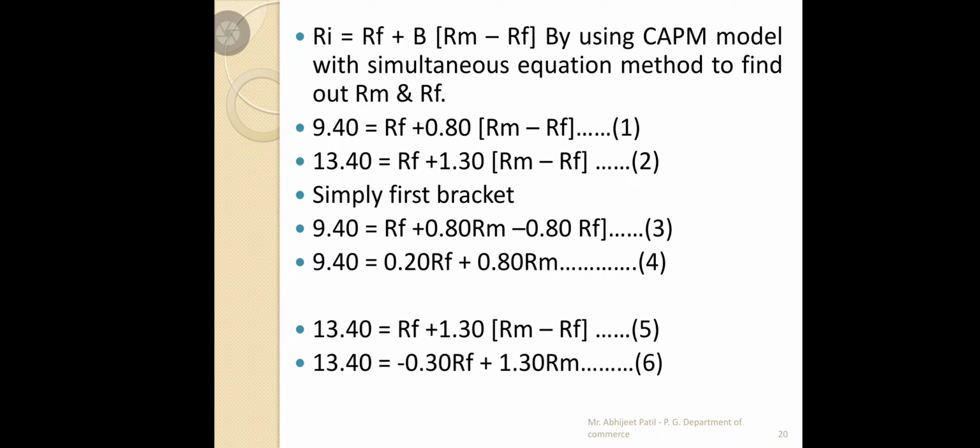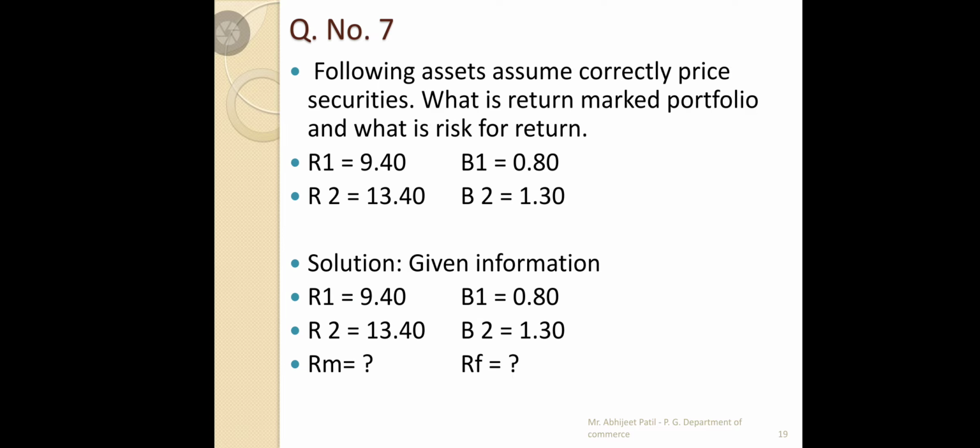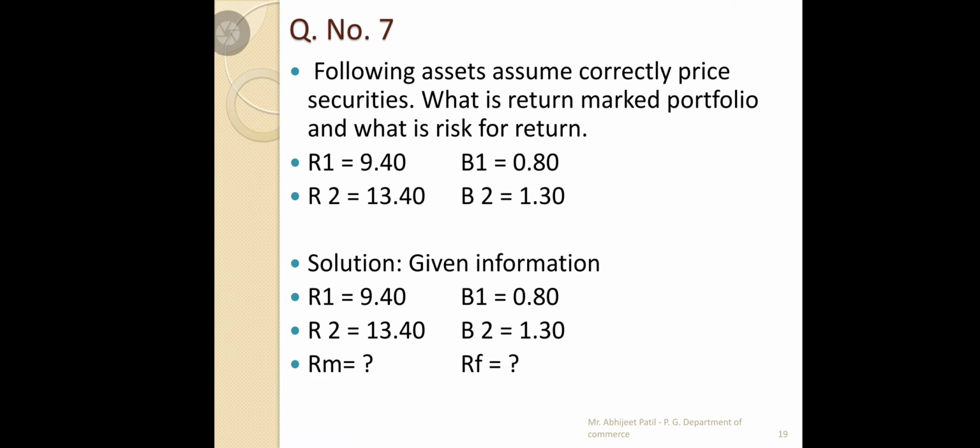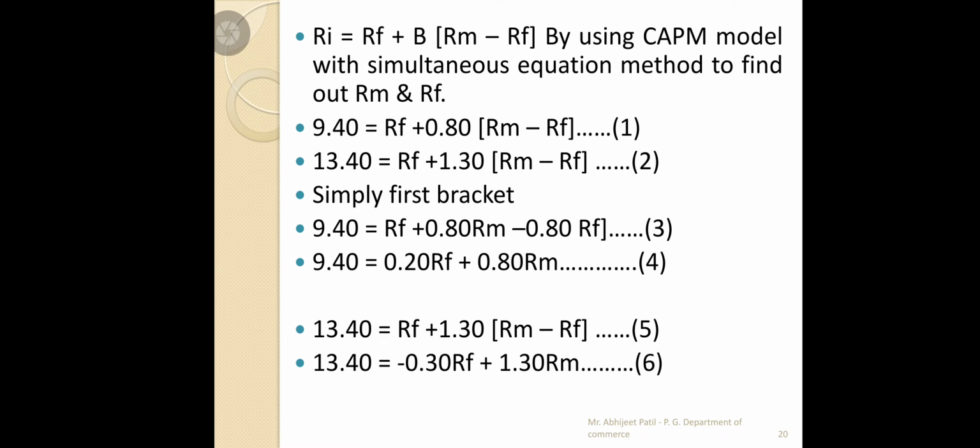Using the CAPM model, we can find your RM. So put all the information for security A: Ri is 9.40, RF we don't know, beta 0.8, RM we also don't know. Put the same in the second security: 13.40 and 1.30, RF and RM missing. First equation, second equation. Now first we can simplify the bracket: multiply 0.8 with RM minus RF. So we get 9.40 as it is, RF as it is, 0.80 RM and minus 0.80 into RF.